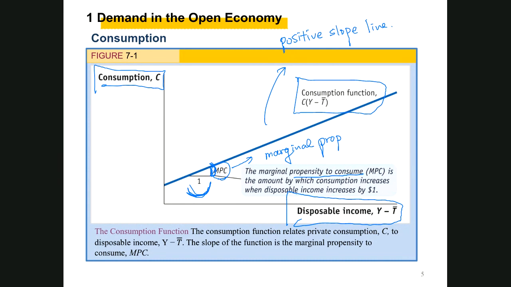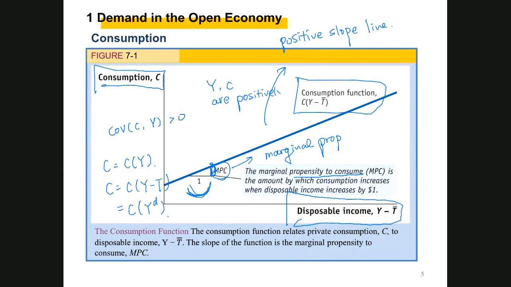Okay, the idea is easy. So C and Y, their correlation is positive, right? So consumption is a function of income, right? And consumption is also a function of this. Okay, just remember that Y and C are positively correlated.